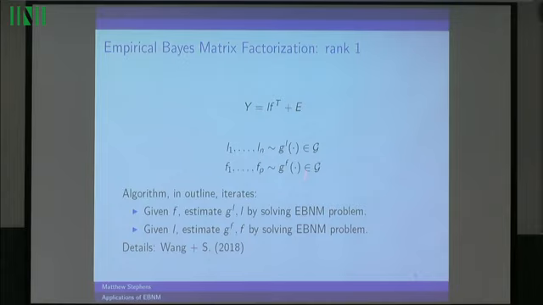for G. Actually, I should say the algorithm is kind of modular. That's another thing I'm very keen on these days, modular things. As long as you can solve the EBNM problem for G, then you can plug it into this procedure and get a corresponding solution. So if you want to impose a positivity constraint on the F's and the L's as well, we could do that.